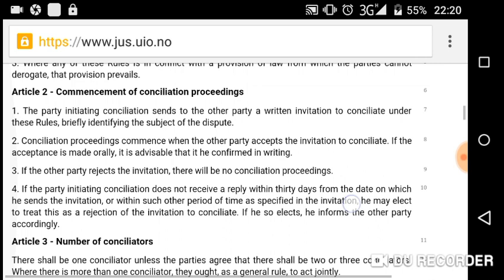Then Article 2, commencement of conciliation proceeding. Article 2 has four paragraphs: 1, 2, 3 and 4. Article 2, subsection 1: the party initiating conciliation sends to the other party a written invitation to conciliate. So the heading is commencement of conciliation proceeding, that is, how conciliation proceedings commence.